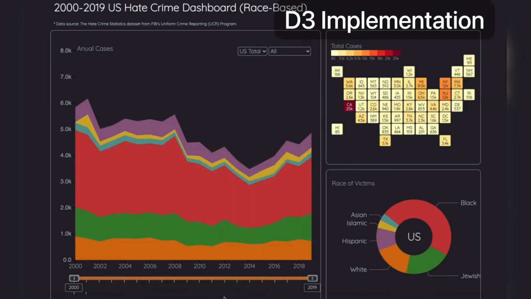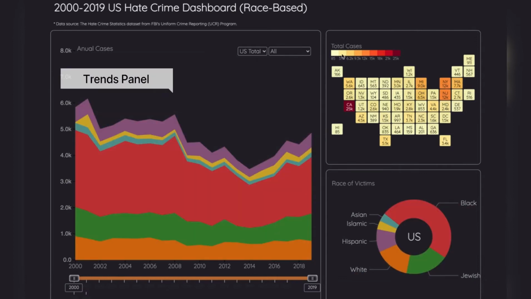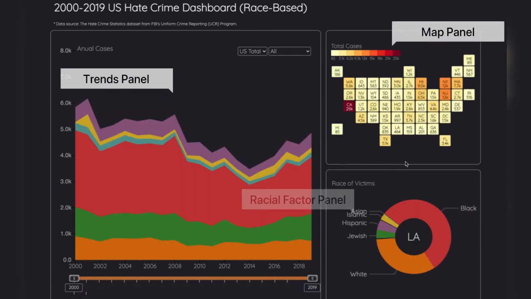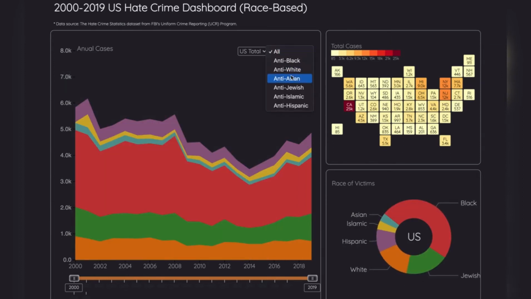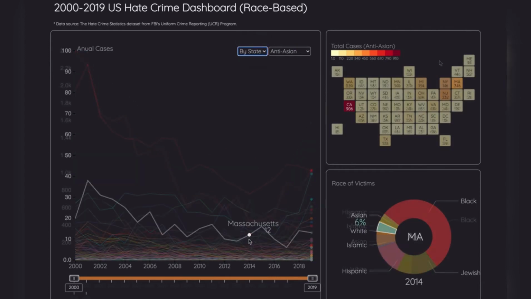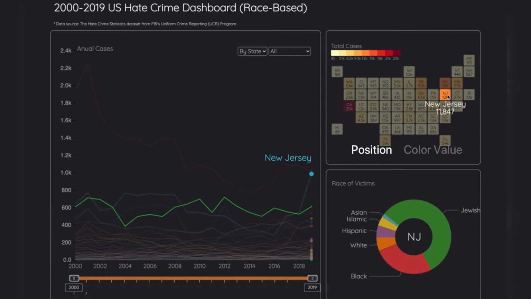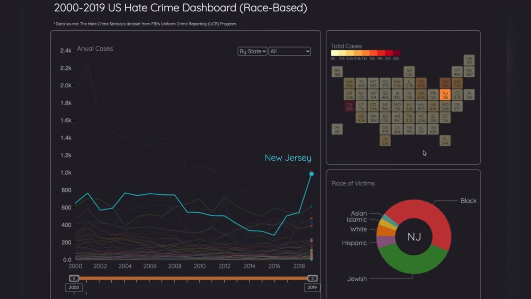This is the dashboard of my visualization. It consists of three major parts: the trends panel, the map panel, and the victims' racial factor panel. The temporal change of case numbers can be read in the trends panel, which is encoded in areas, lines, and color hue. The map panel can be used to read the geographical distribution encoded in position and color hue. The weights of victims' racial groups are encoded in area and color hue in the racial factor panel.